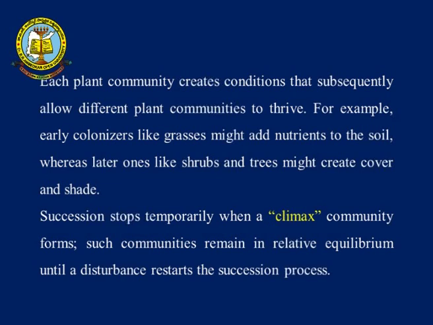Each plant community creates conditions that subsequently allow different plant communities to thrive, and succession stops temporarily when a climax community forms, and such communities remain in a relative equilibrium until a disturbance restarts the succession process.